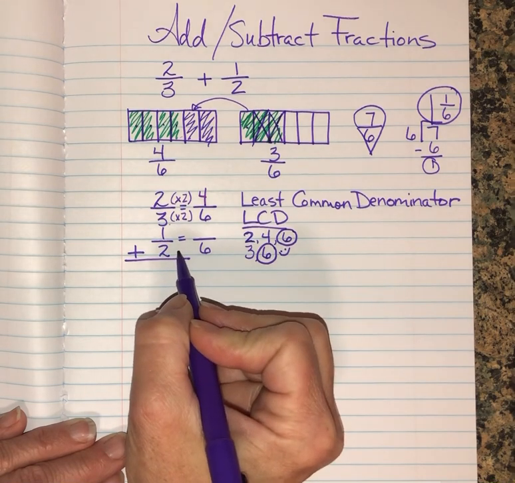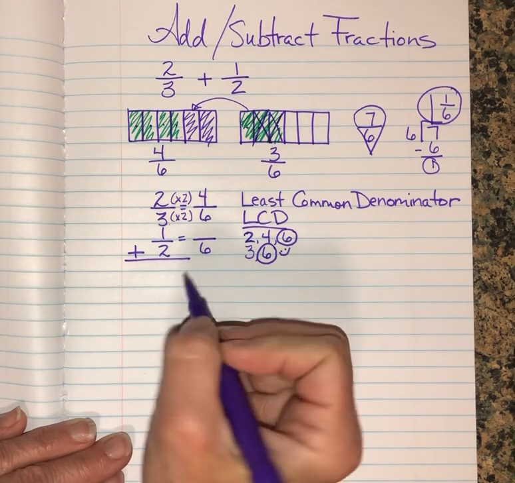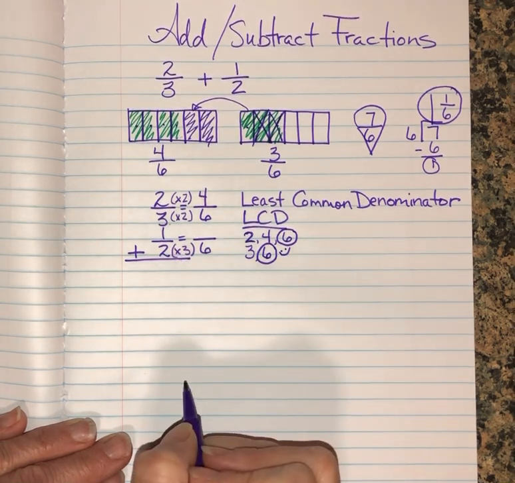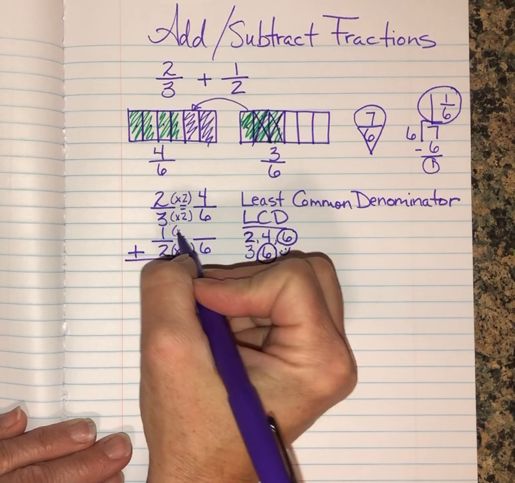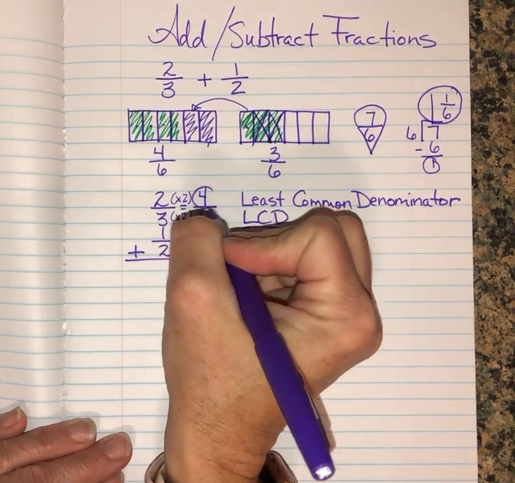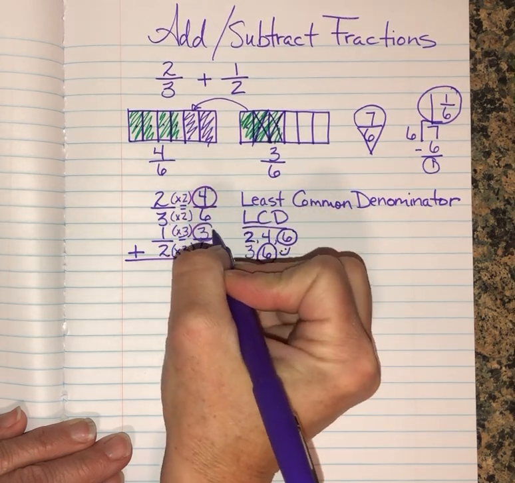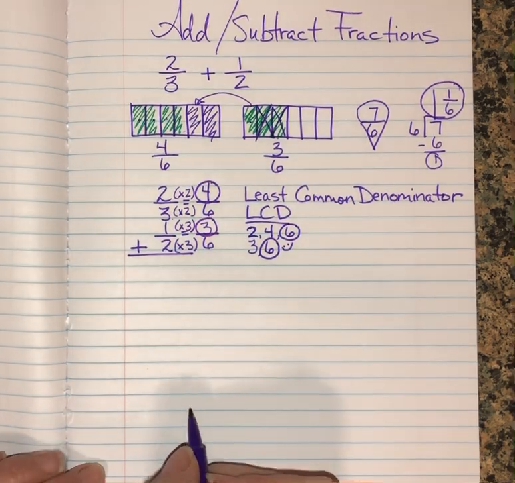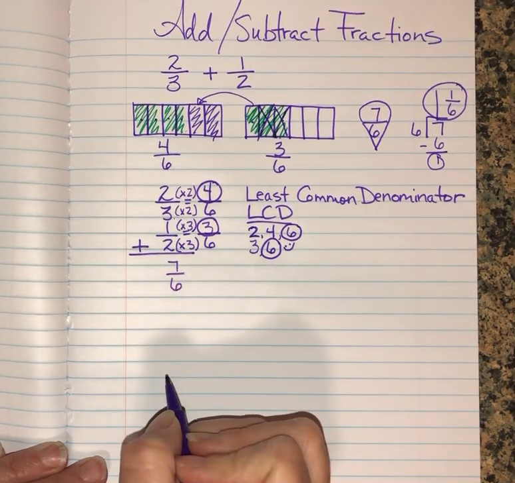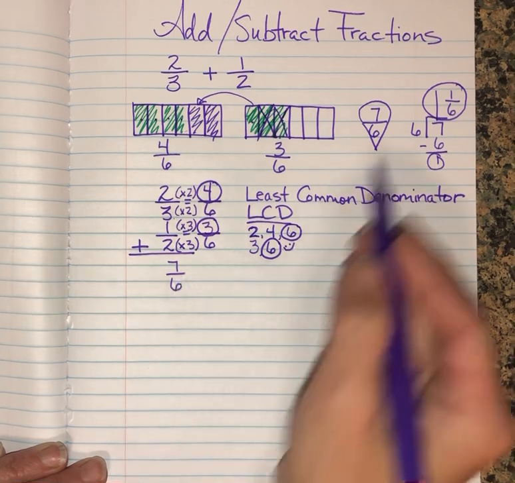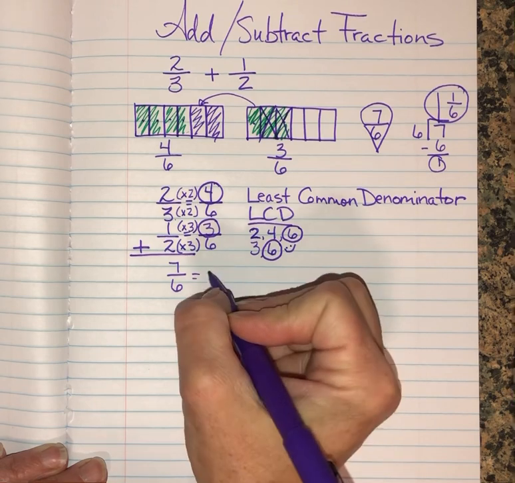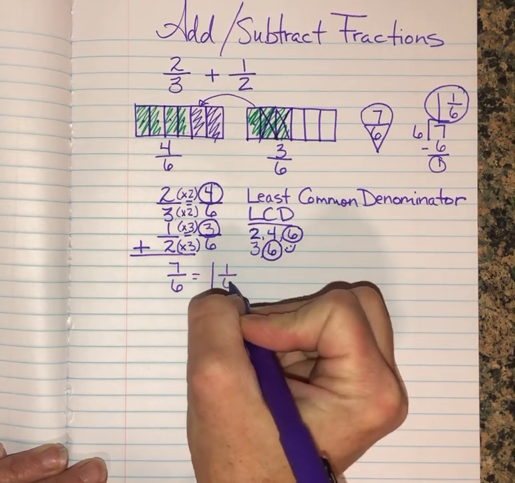Now down here, I can't do times 2 because 2 times 2 is not 6. That would be silly. 2 times 3 is 6. 1 times 3 is 3. Now we're in business. I've got a 4/6 and a 3/6, and I can combine them and have 7/6 here. Now I just did this problem over here. I'm not going to write it down again because we know 7/6 is equal to 1 1/6.